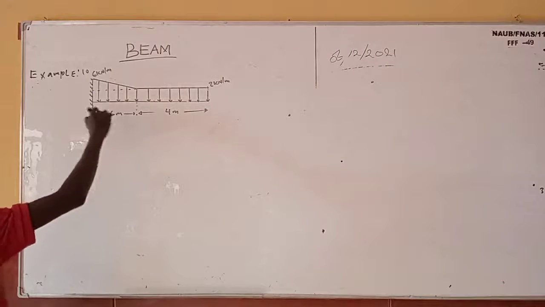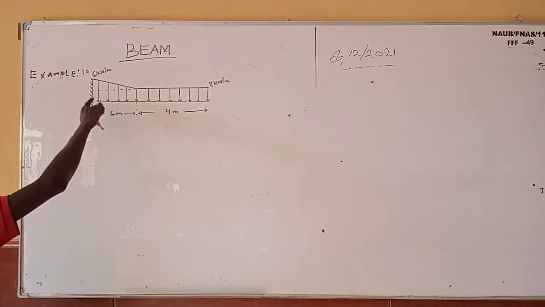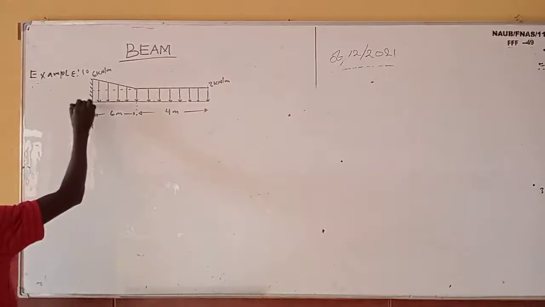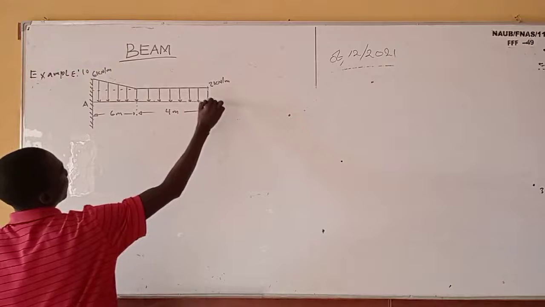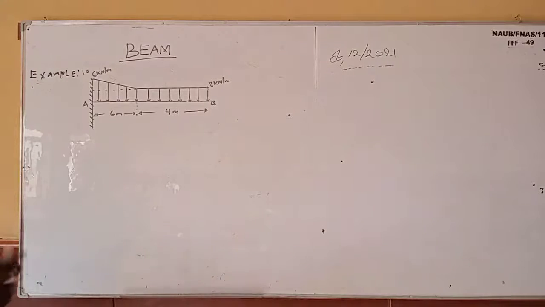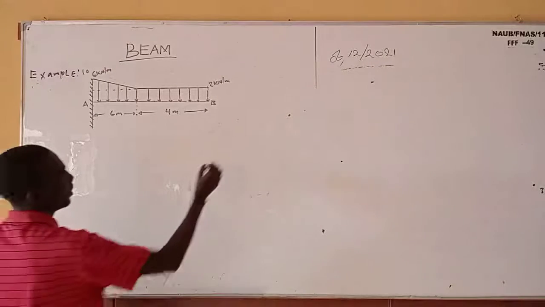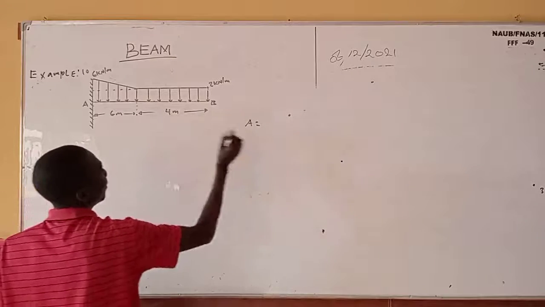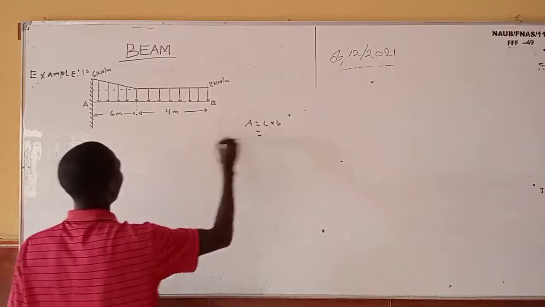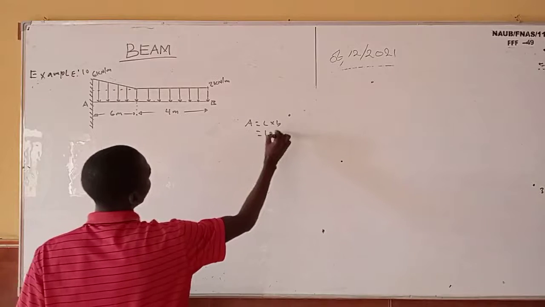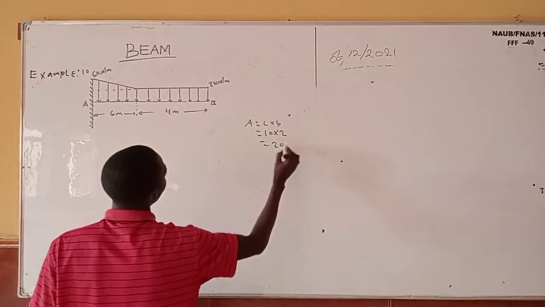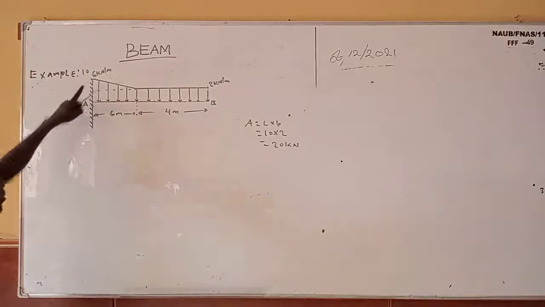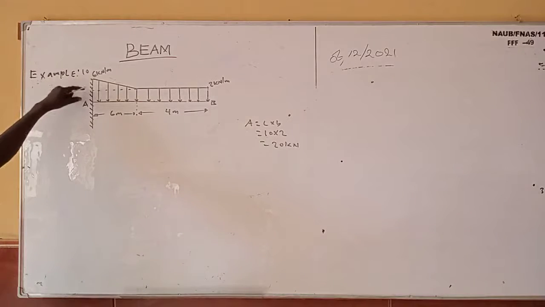It shows that the uniform distributed load runs from this point to this point. So let me call this point A, and this one is my point B. You get that? So we are going to convert it to a point load, which is going to be what? Length times breadth. That is the total length. The total length here is 10. So 10 times 2 is what? 20 kilonewton.